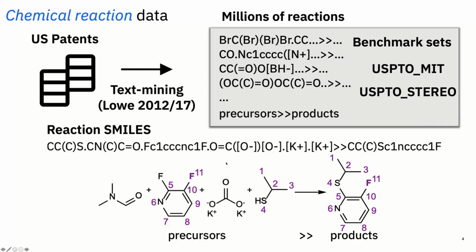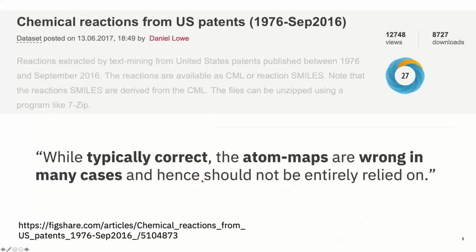When I mention atom mapping during my talk, what I mean is that every atom in the products, for example here, is mapped back to the corresponding atom in the precursors. But Daniel already warned us in his dataset description that while typically correct, the atom maps are wrong in many cases. And this was one of the motivations for me and my colleagues at IBM to mainly develop atom-mapping-independent models.